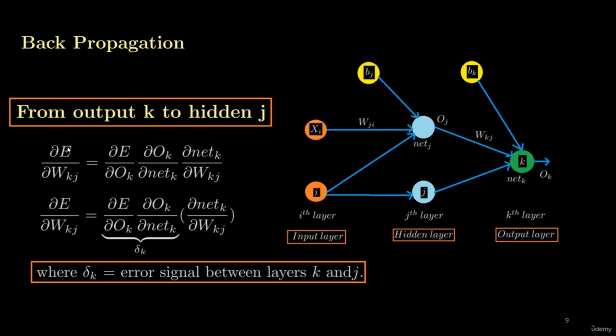So now we have to learn how to reduce the error with the help of the weight between the output layer and the hidden layer. Therefore, we need to learn how to write the equation of the rate of change of error with respect to Wkj.